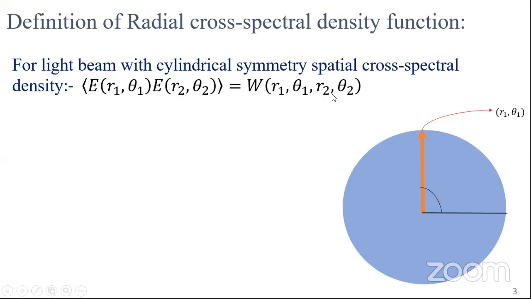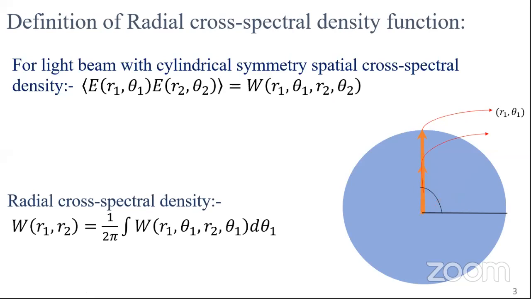Now to take advantage of the radial symmetry, we choose another point at R2, theta 1. That is, these two points are of the same angular location but of different radial location. After getting this W(R1, theta 1, R2, theta 1), we numerically integrate over our azimuthal space theta 1 and obtain W(R1, R2). This is kind of a partial tracing to get the radial information extracted out from the optical beam.